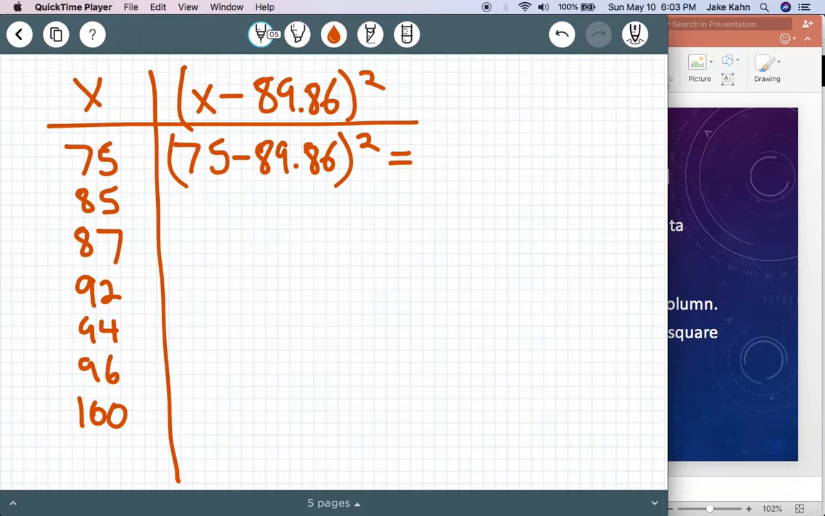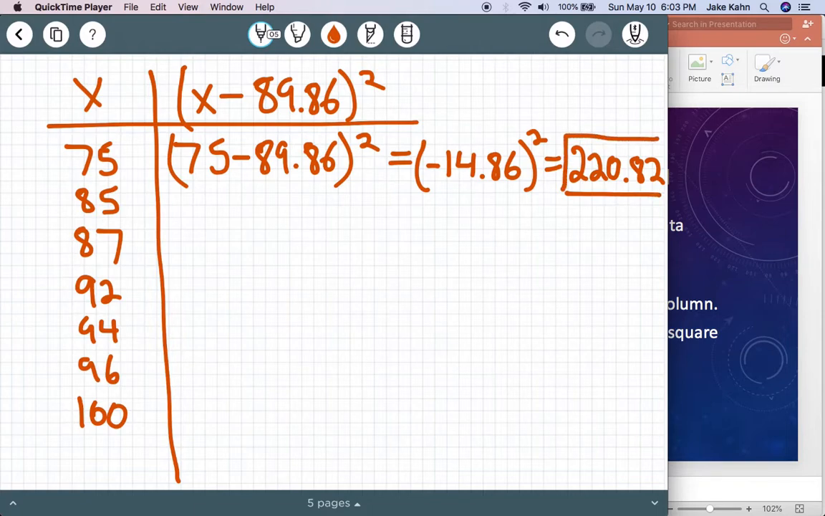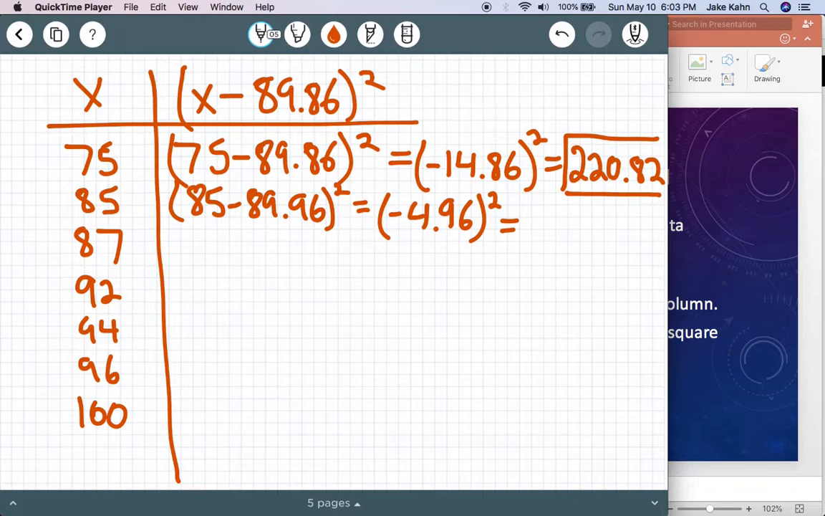In the first column, I do 75 minus 89.86. Press enter, I get negative 14.86. And then I have to square that negative 14.86. And I get 220.82. That's in my first row. In my second row, I'm going to do the same thing with 85. First of all, do 85 minus 89.86, our mean. And we get negative 4.86. We have to square that, and we get 24.60.